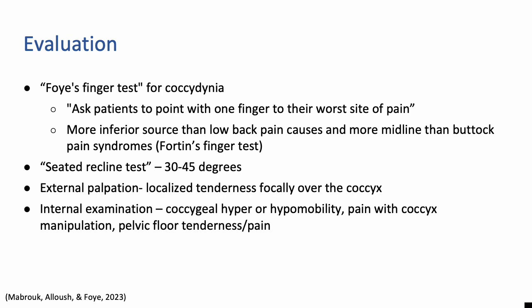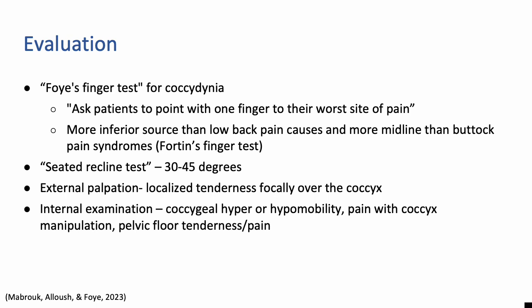And we have the seated recline test, so the patient's going to recline back about 30 to 45 degrees, putting more pressure on that coccyx. Positive sign would be increased pain or concomitant pain. External palpation, where you want to palpate, locate, make sure that the pain is where the patient thinks it is. See if it is local to the coccyx, or maybe it's being referred from somewhere else.